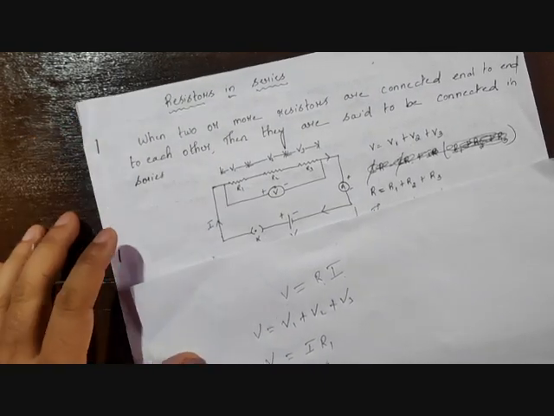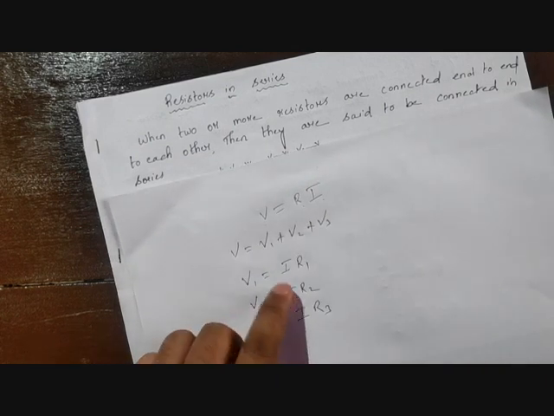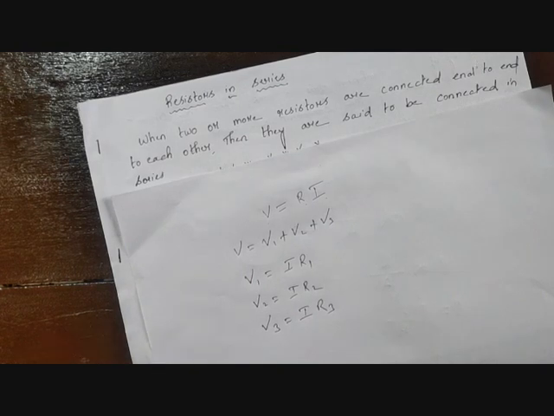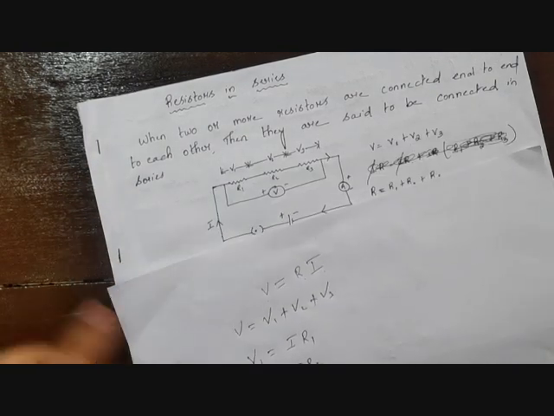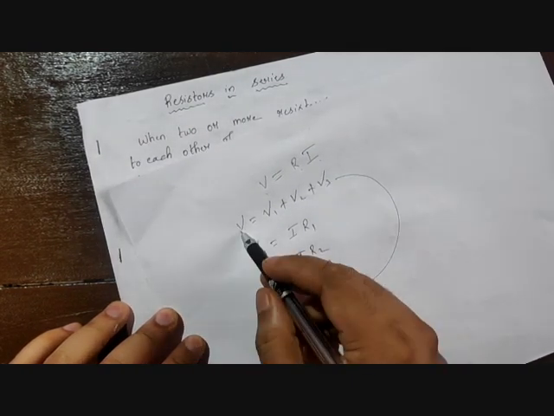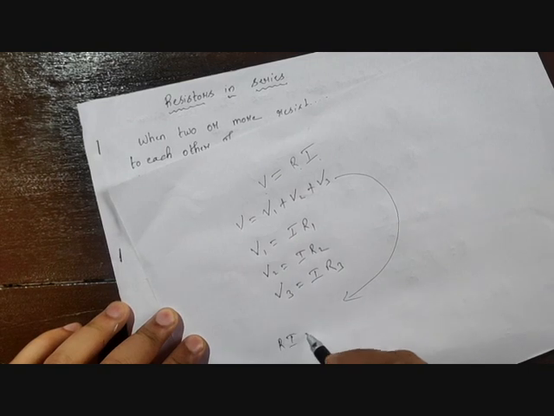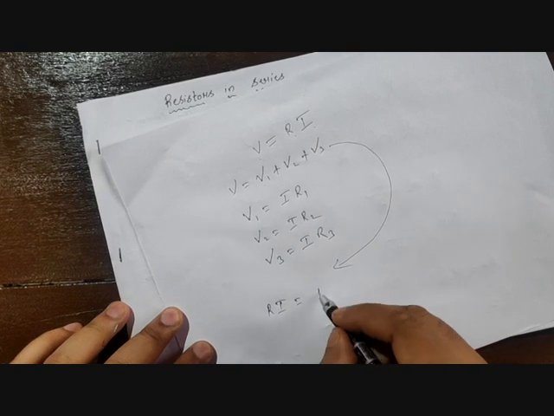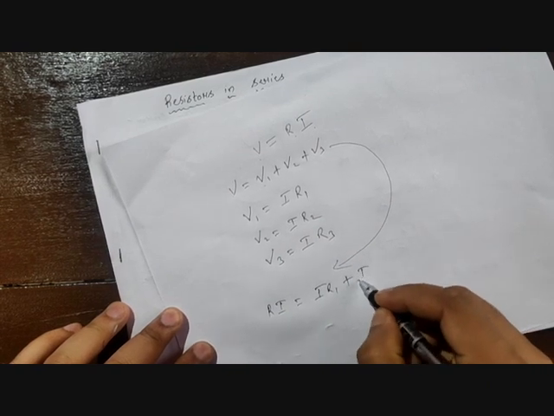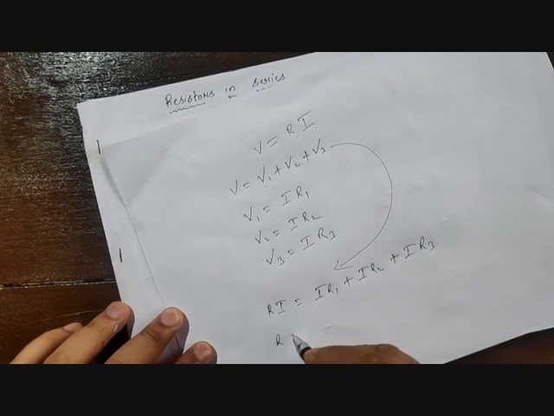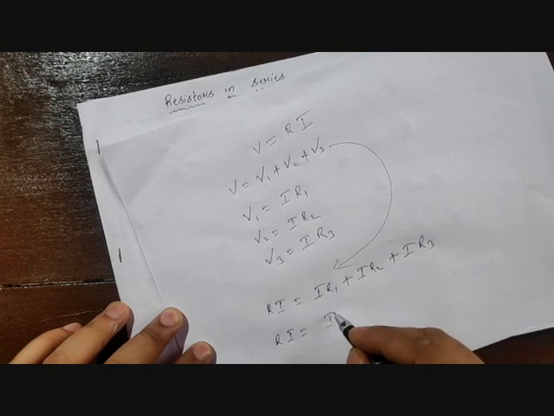Why did you write like that? Because we have learned in this figure that the current value will be constant. So that's why current I is the same, while R1, R2, R3 and V1, V2, V3 have different values, different potentials, right? Now using this equation, in place of V what can I write? I R. In place of V1, I R1, V2, I R2, V3, I R3. So what will be common here? I will be common.